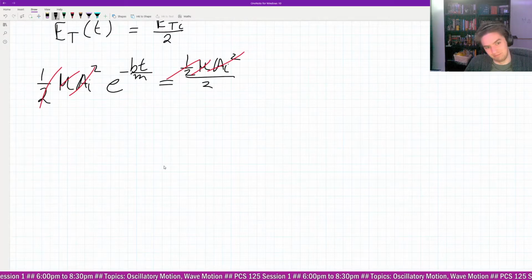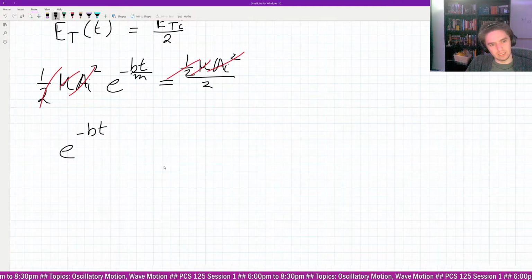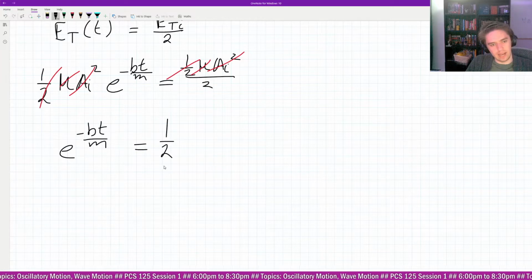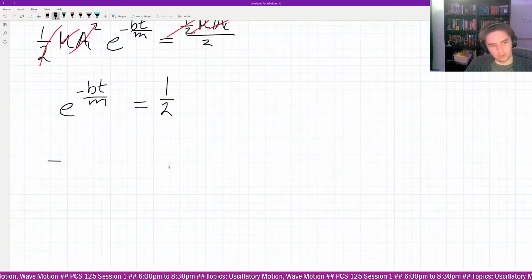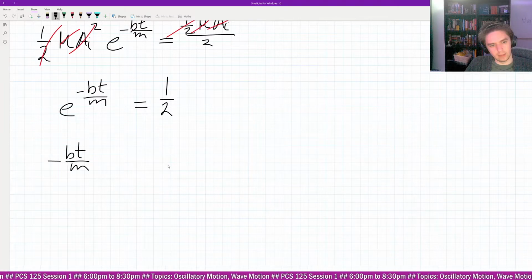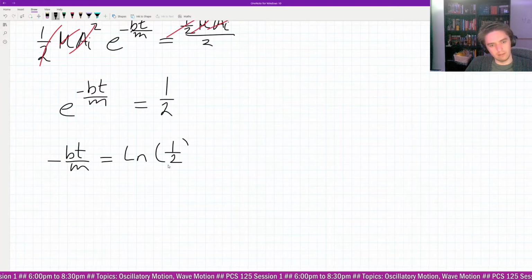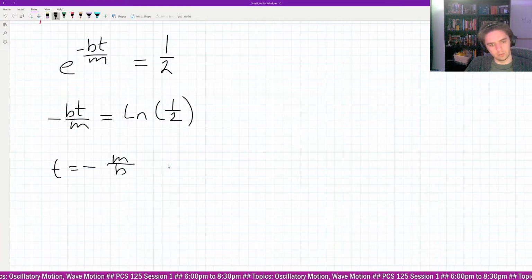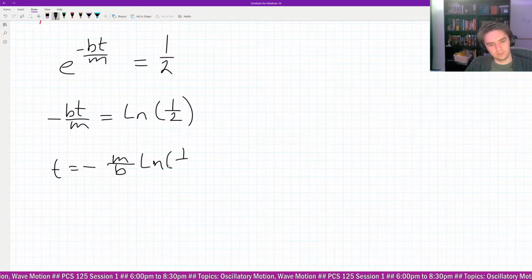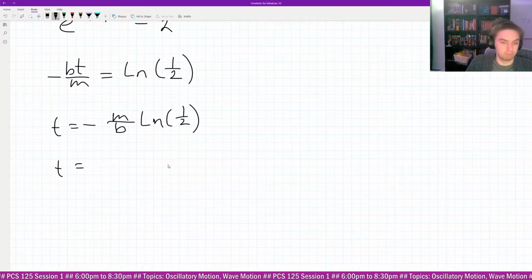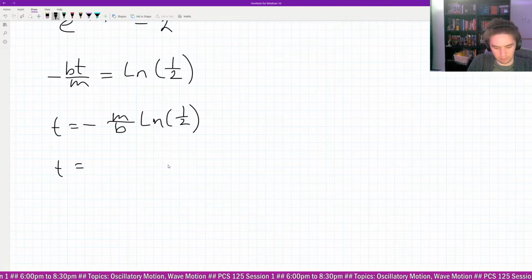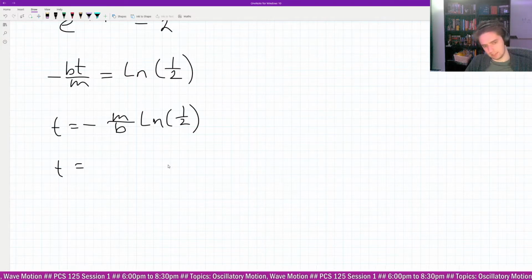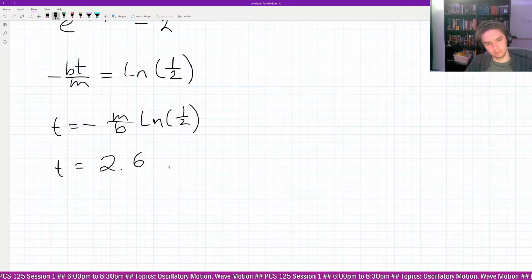I think. Let's see. Negative bt over m equals 1/2. So I take ln of both sides. Negative bt over m equals ln of 1/2. And t equals negative m over b ln of 1/2. T equals, let's see, negative 0.375 over b, which was 0.1, times ln of 1/2. I got 2.6 seconds.